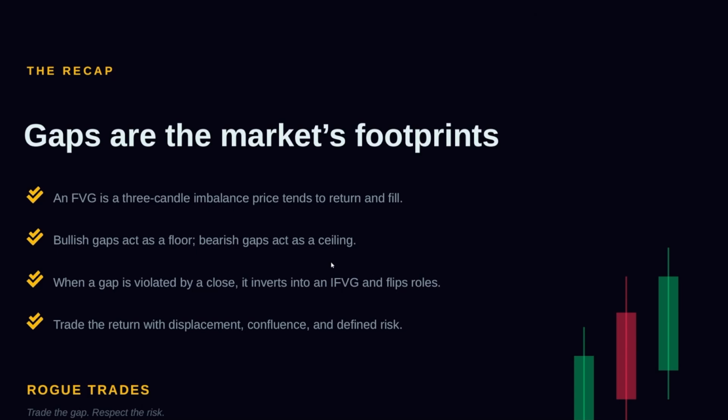Lastly, gaps are the market's footprint. A fair value gap is a three candle imbalance that price tends to return and fill. A bullish gap acts as a floor, and a bearish gap acts as a ceiling. When a gap gets violated by a close, it inverts into an inverse fair value gap and flips roles. And you trade the return with displacement, confluence, and defined risk. That is the whole concept, start to finish.